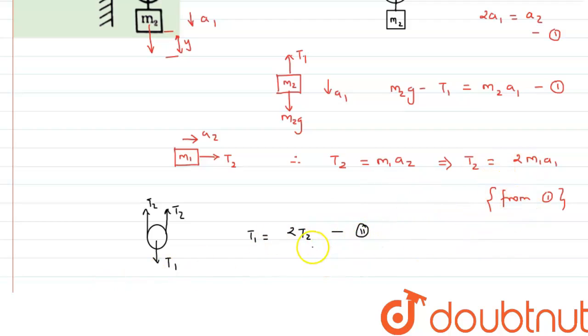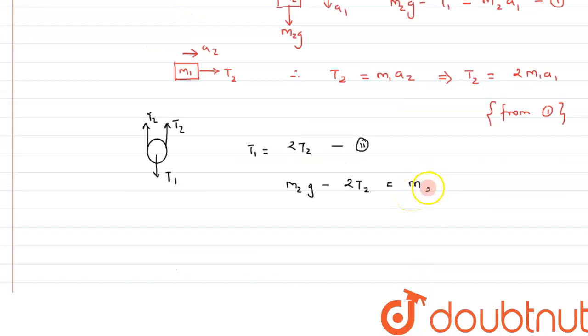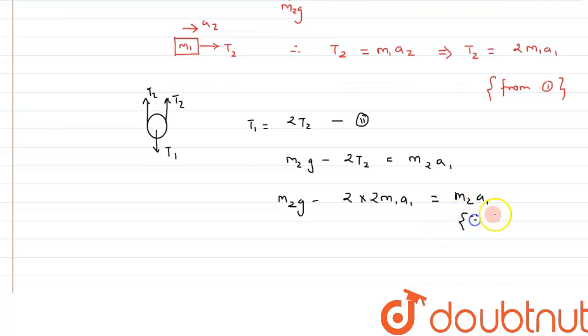If we substitute this value in equation 1, we get M2G minus, instead of T1 we write 2T2, equal to M2A1. So we have just substituted the value of T1 as 2T2 in equation 1. And instead of T2 we can write 2M1A1, and that is equal to M2A1, since we have calculated T2 as 2M1A1.